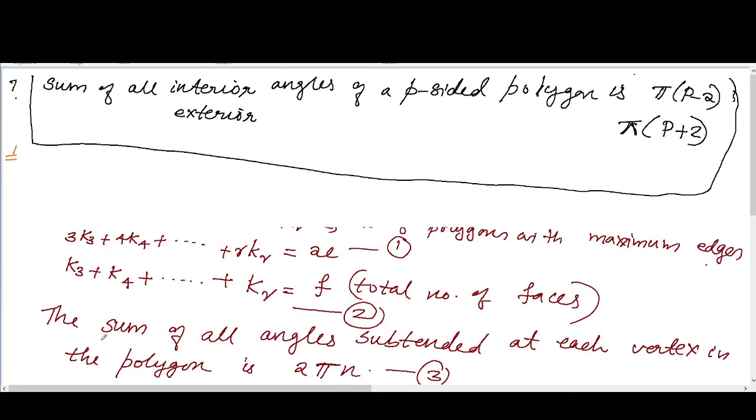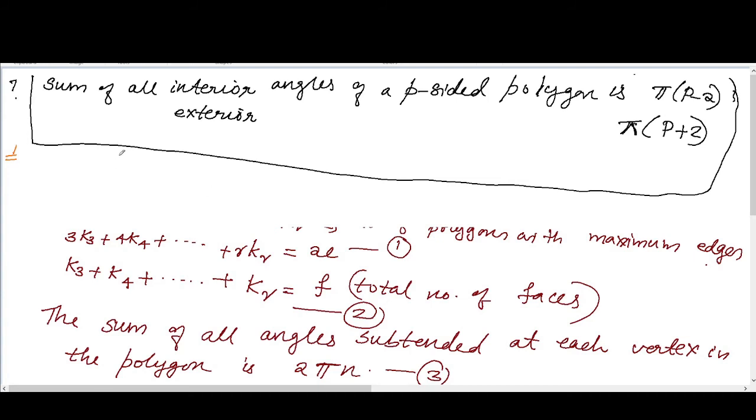Here, from the third formula, the sum of all angles subtended at each vertex in the polygon is 2 pi n. So we can represent this 2 pi n as the sum of the exterior angles and the interior angles. So we can move to that now.